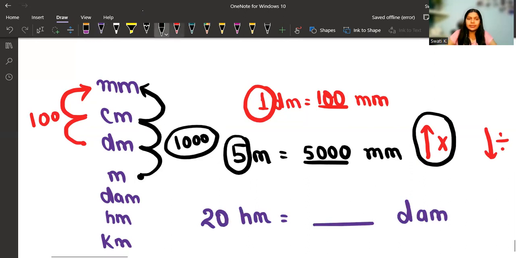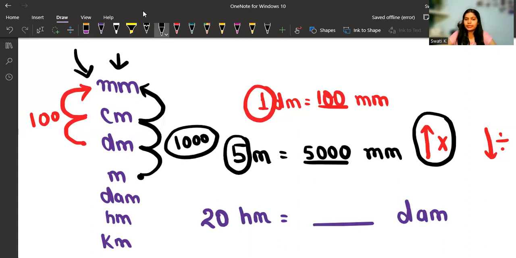Right? Remember to do these conversions. You should remember the sequence, because imagine you are in an examination hall and you have some conversion questions. Just write down that sequence and do all the conversion questions. But for that you should know the sequence: millimeter, centimeter, decimeter, meter, decameter, hectometer, kilometer. Right? So we have 20 hectometer.